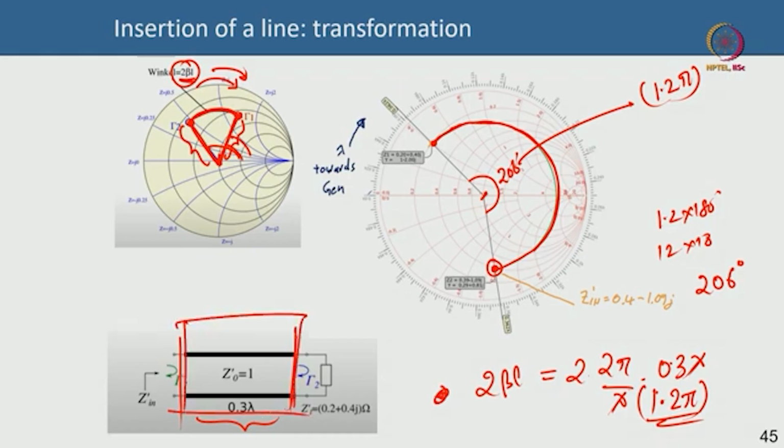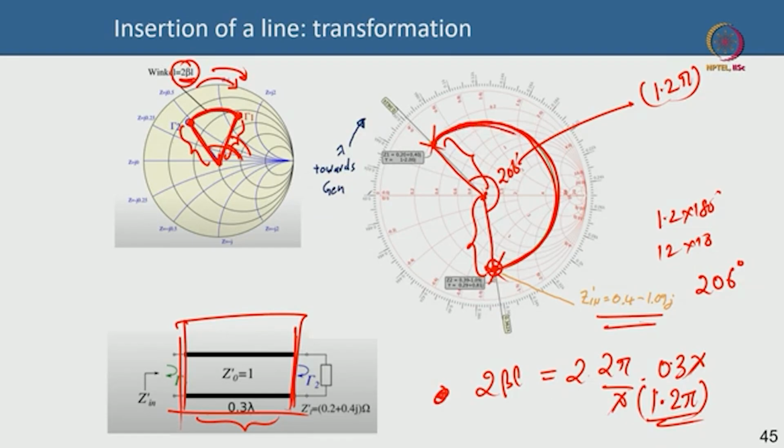The magnitude of this line is exactly the magnitude of this line, so the magnitude of the reflection coefficient has not changed, but the angle has changed. It has basically shifted my point from here over to the point here by introducing a delay, or an angle shift, of 206 degrees. And this point is now 0.4 minus 1.09 j, that is the new point. This is a very important thing, because by adding a transmission line I can shift a point from one point to another by keeping the magnitude the same.